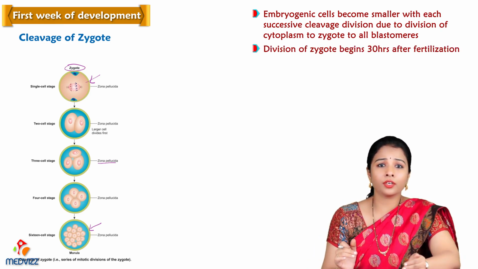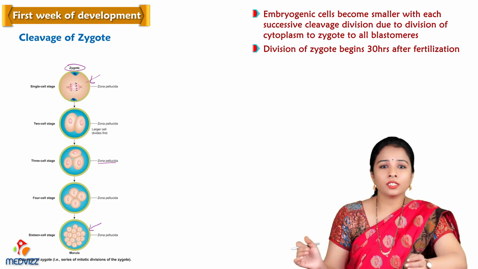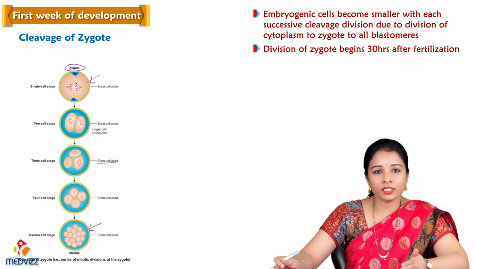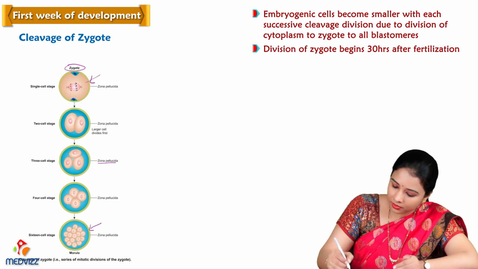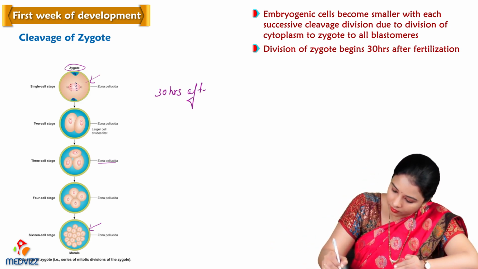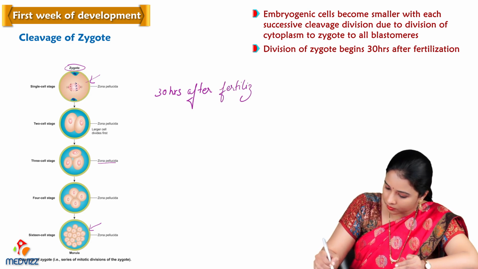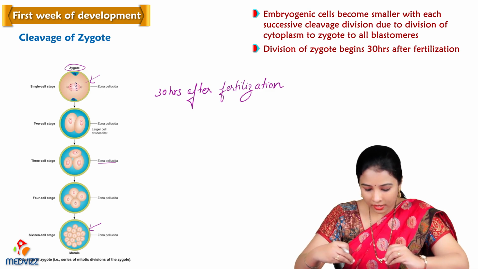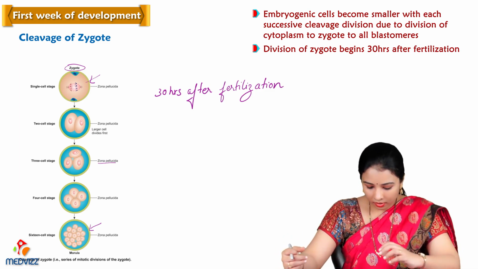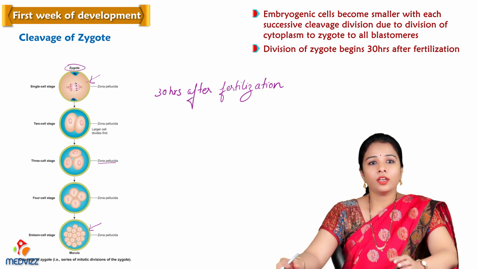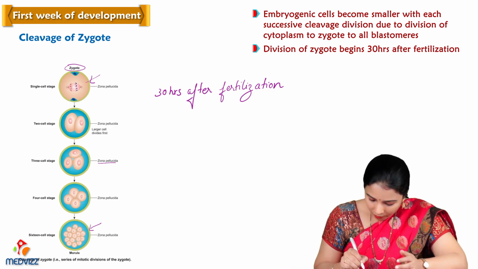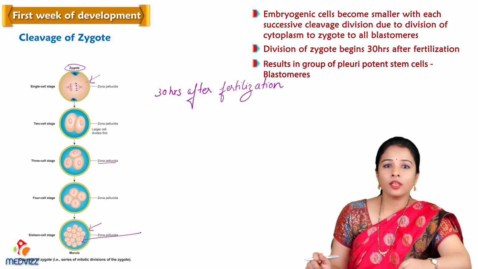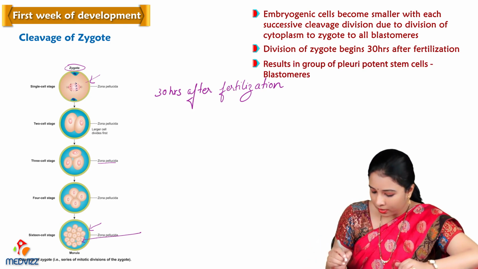The division of the zygote begins 30 hours after fertilization, where we can see the single-celled structure divides to form a several-celled stage. The cells formed are pluripotent stem cells, which are called blastomeres.